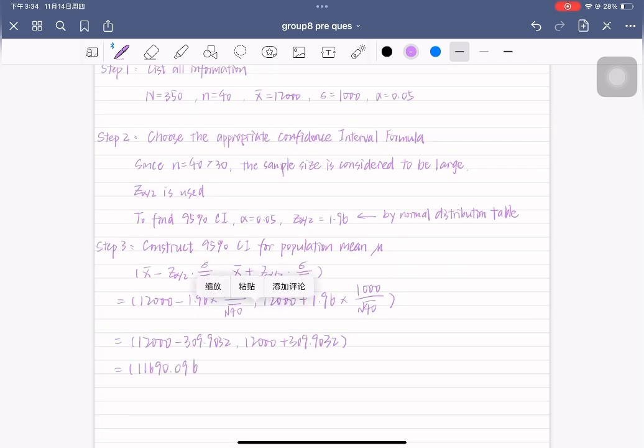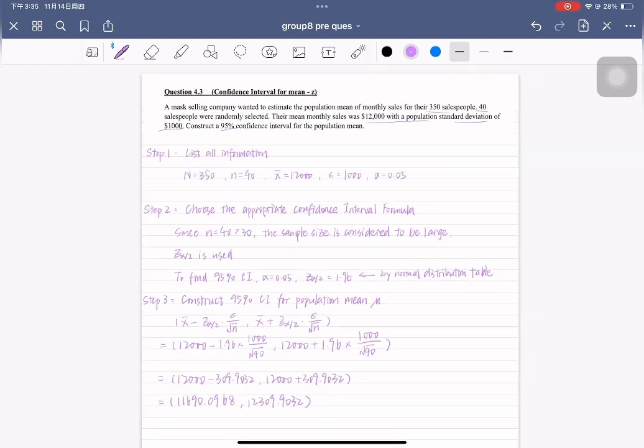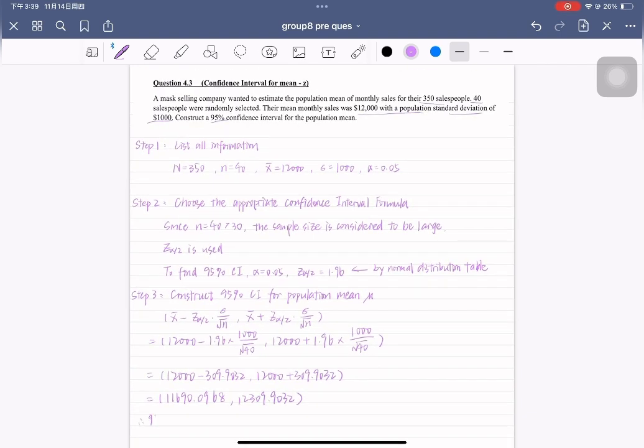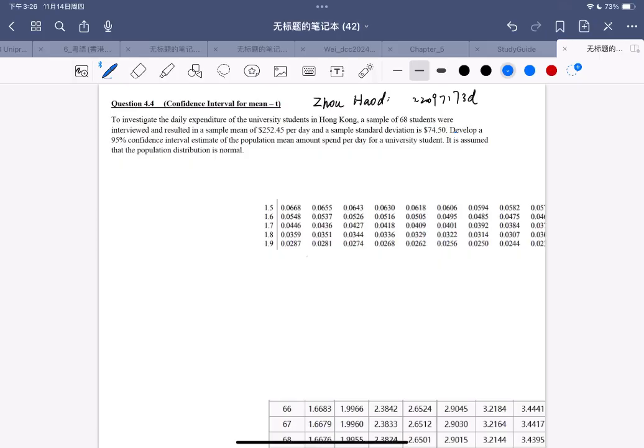Here, through calculation, we can get the interval estimate of the population mean. The 95% confidence interval for the population mean is between 11,690 and 12,309. So that's all for question 4.3.